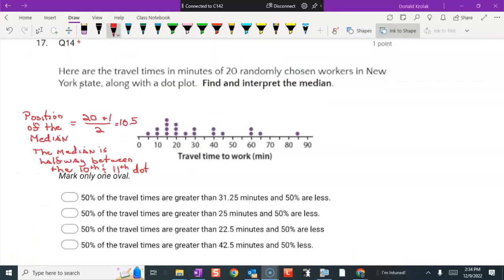Okay, here are the travel times in minutes of 20 randomly chosen workers in New York State, along with a dot plot. Find and interpret the median. That would be the middle score.